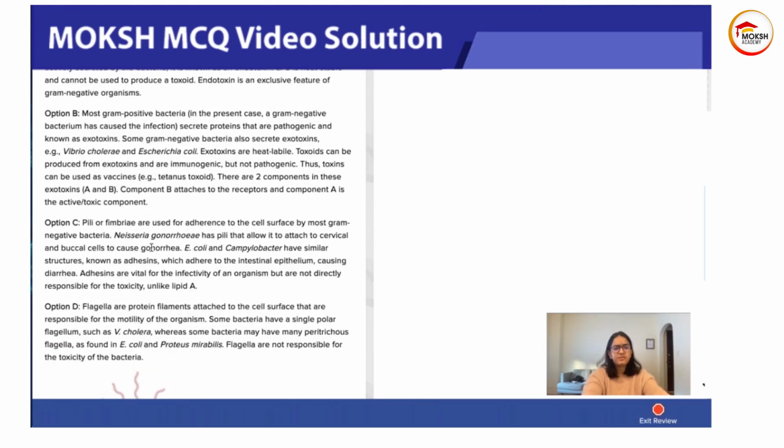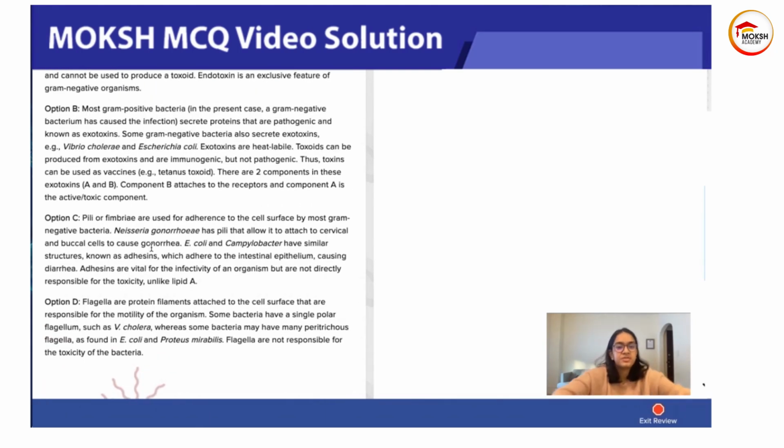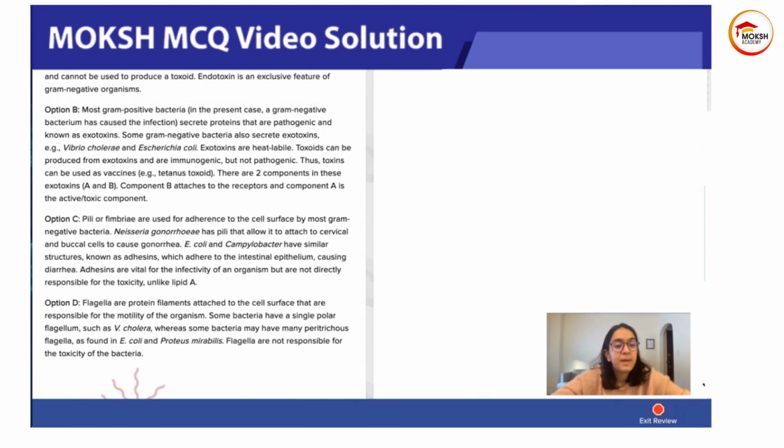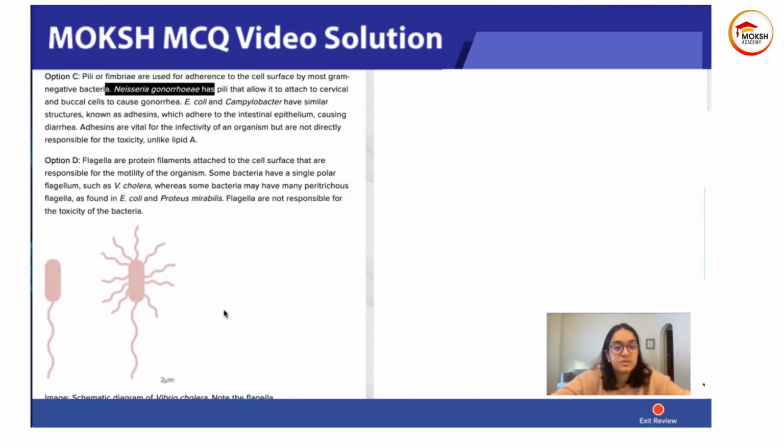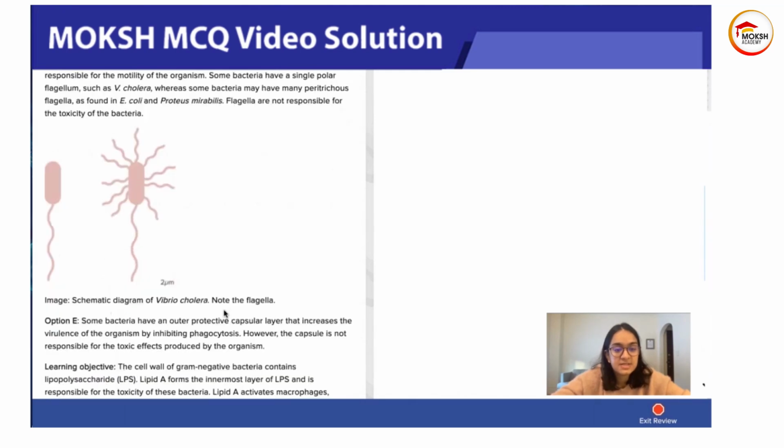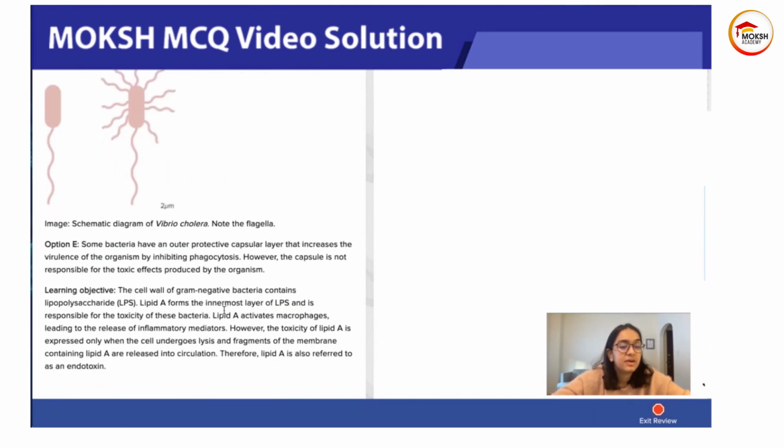Just to cover some of the other pathogens as well. The pili or fimbriae act as pathogenic factors by allowing adherence to the cell surface. These are seen with Neisseria gonorrhoeae in specific. Flagella are seen in Vibrio, E. coli, Proteus. They also help to attach to cell surfaces. And then there are some organisms which have capsules which protect them from damage, but it's not pathogenic as such usually.